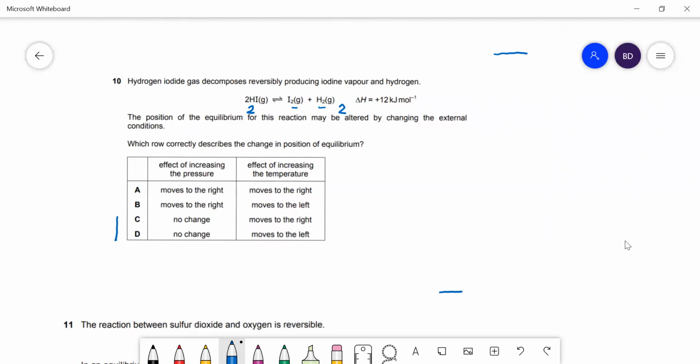Now, effect of increasing the temperature, look, this is endothermic, positive. Le Chatelier tells us if you increase the temperature, it's going to try and decrease it by moving in the endothermic direction. So it will move to the right. Increase the temperature, it will move to the right. So the correct answer there is C.